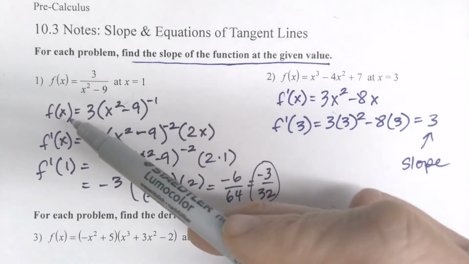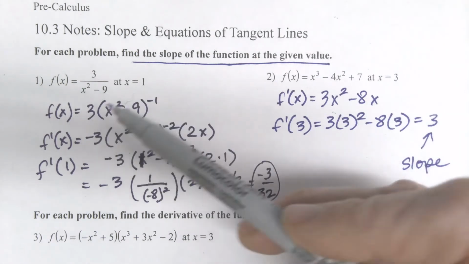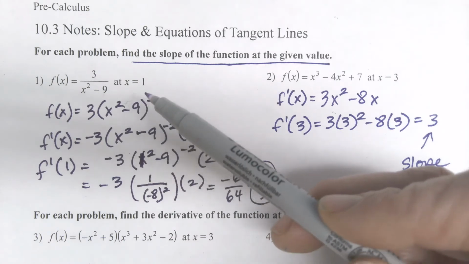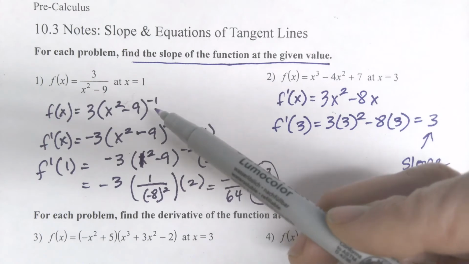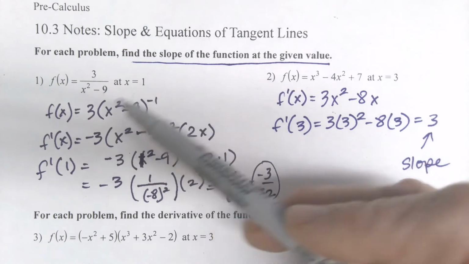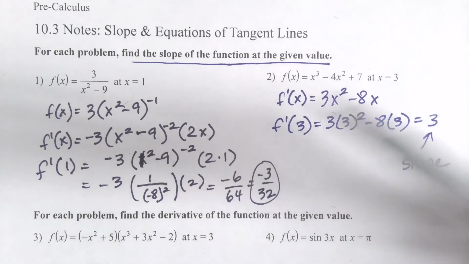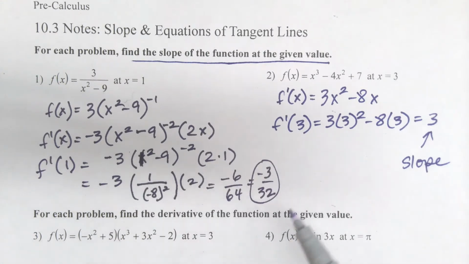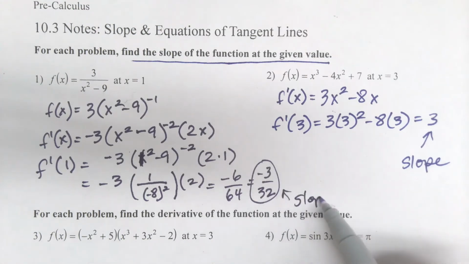So I just, again, chose to rewrite it as a composite function, bringing that up to the top and making it negative 1, and then evaluating it that way. Again, you could have gone through and done the quotient rule if you wanted to, but I just wanted to show you that that's an option for that problem. So again, that's my slope.